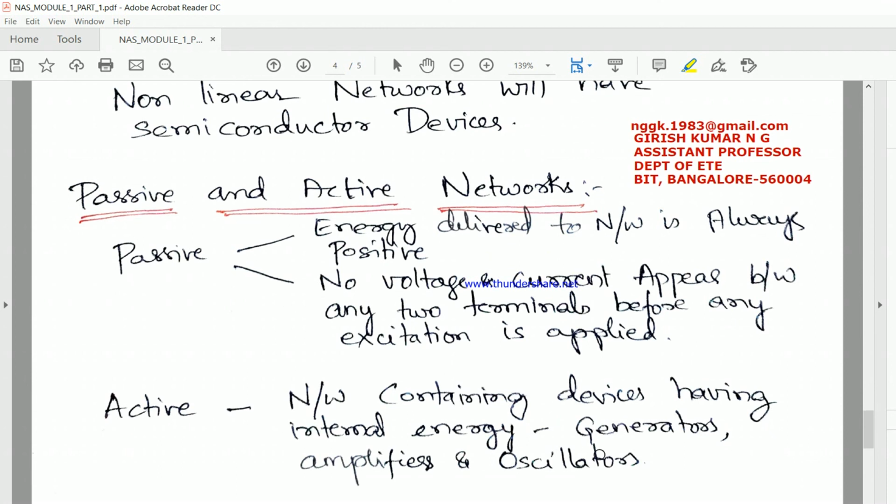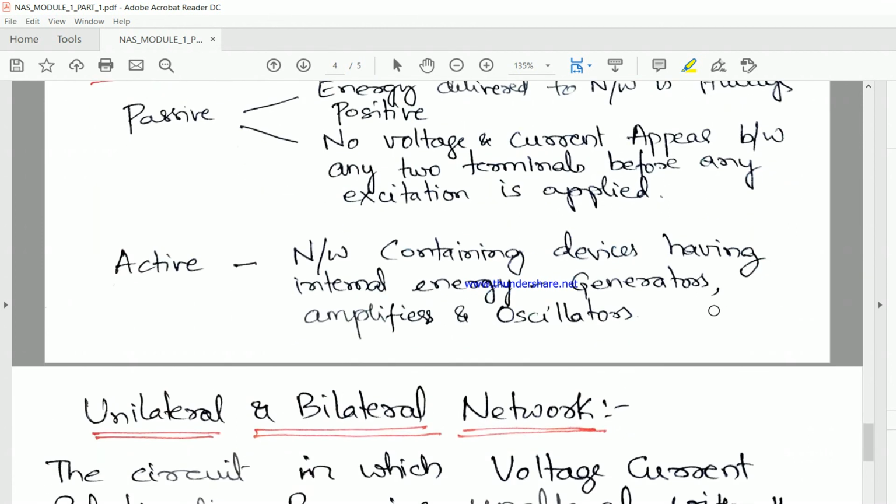Normally all these generators, amplifiers, or oscillators are designed or modeled using transistors. You will learn how to design an oscillator, an amplifier, or a generator in your analog electronic circuits subject, or solid state devices, or something like that. You have different subjects there, and in those subjects you will learn how to design oscillators or amplifiers. That is what an active network is all about.